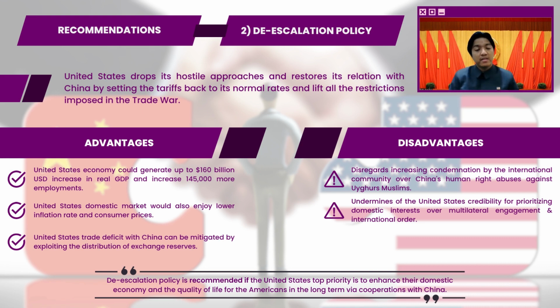The United States previously expressed its concerns over the Uyghur conflict, which, according to US Secretary of State Antony Blinken, is a threat towards a rules-based international order. Going backwards by lifting all the sanctions imposed, through the de-escalation, would undermine the US credibility and leadership, not only for going against their preached liberal world order, but also for prioritizing domestic interests over multilateral engagement. Therefore, the de-escalation is only recommended if the US top priority is to enhance their domestic economy and the quality of life of the Americans in the long term, through cooperation with China, though it will have serious repercussions on international relations.